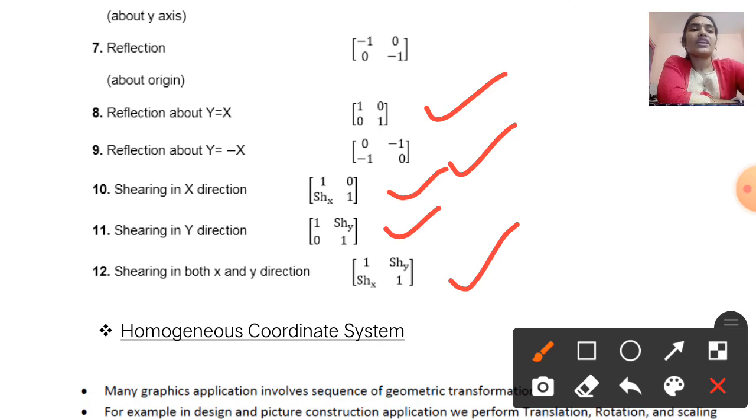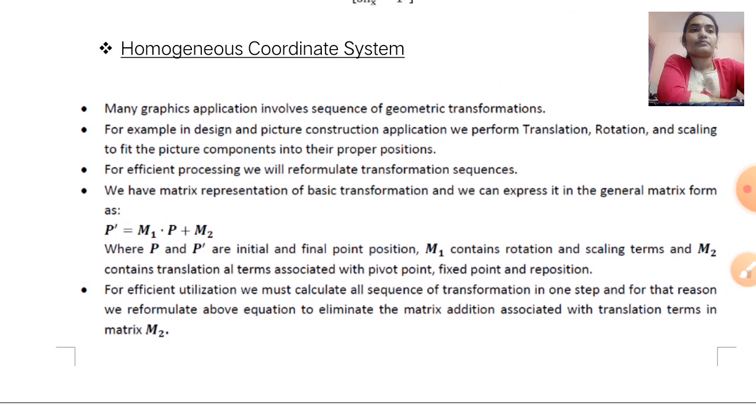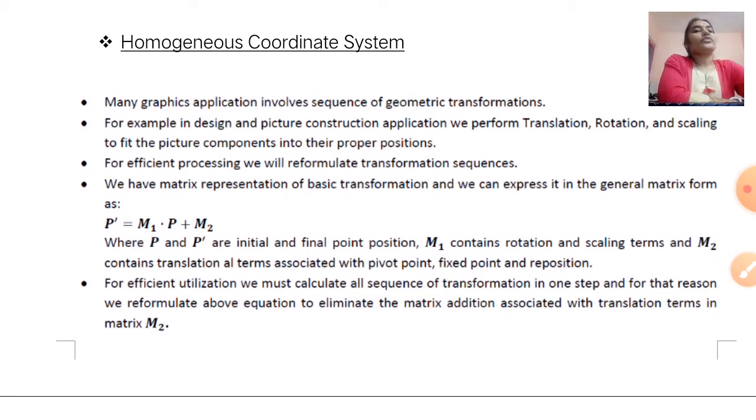Let us discuss homogeneous coordinate system. Many graphics applications involve sequences of geometric transformations. For example, in design and picture construction applications we perform translation, rotation and scaling to fit the picture components into their proper positions. For efficient processing, we reformulate transformation sequences.